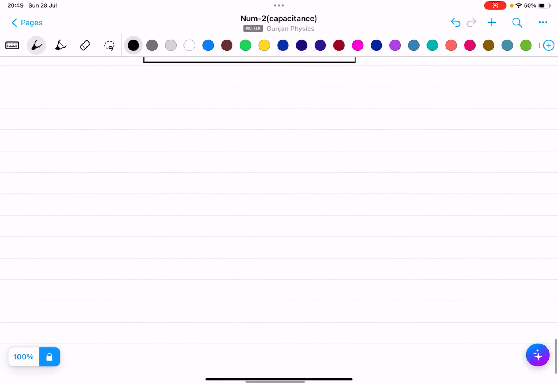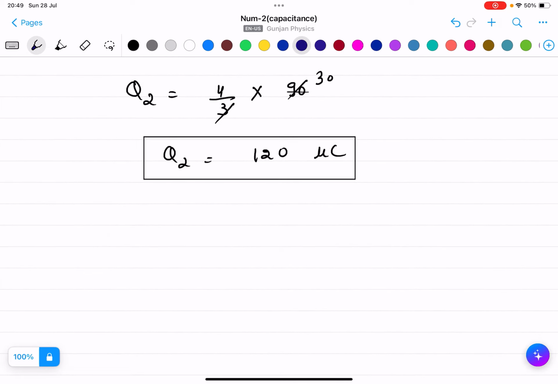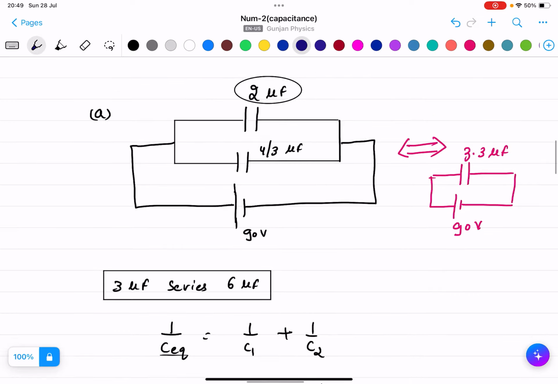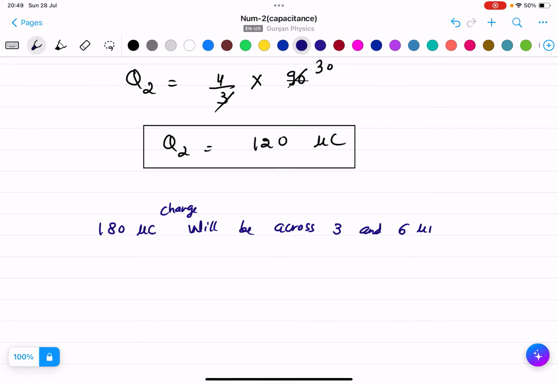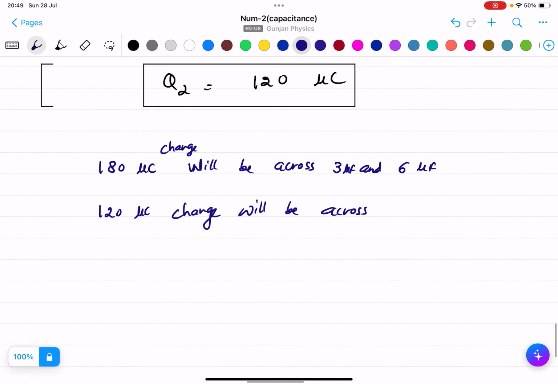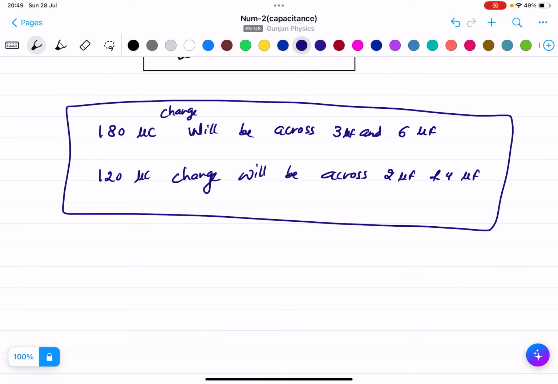So let us write the answer of B. This is the B part we are solving now. For B part, Q1 is 180 microcoulomb. So the answer will be 180 microcoulomb charge will be across 3 and 6 microfarad. And next, 120 microcoulomb charge will be across the two other capacitances here, 2 microfarad and 4 microfarad. So this is the answer of B part.